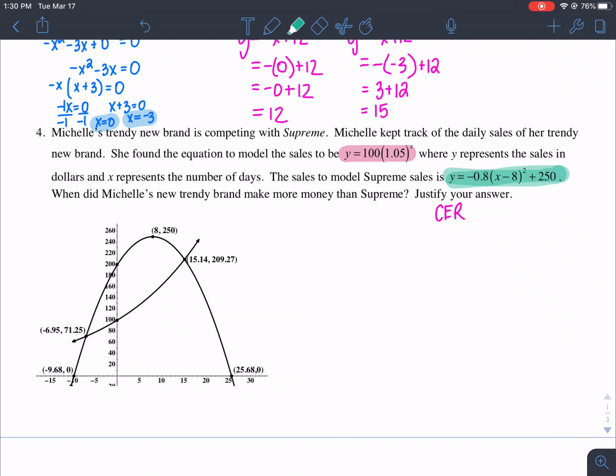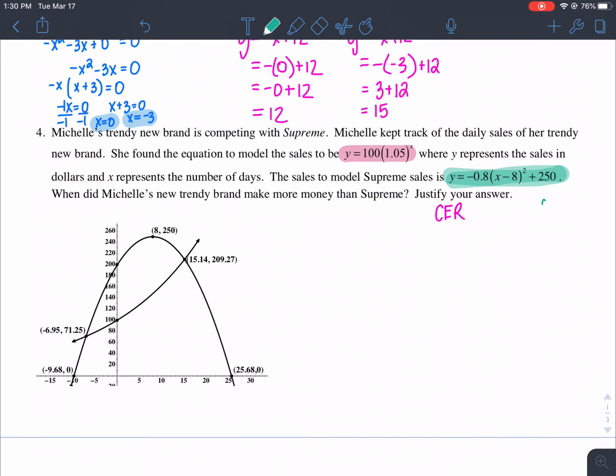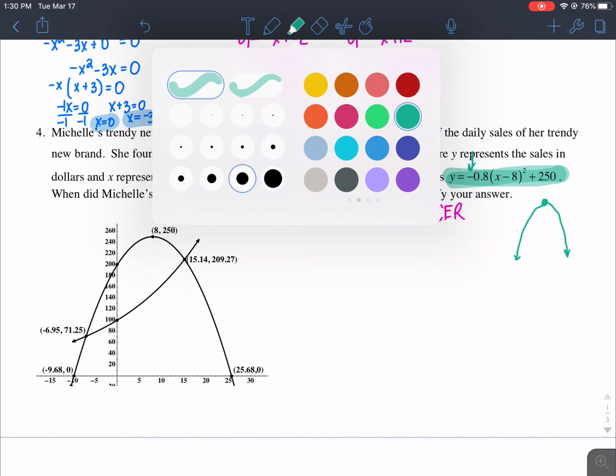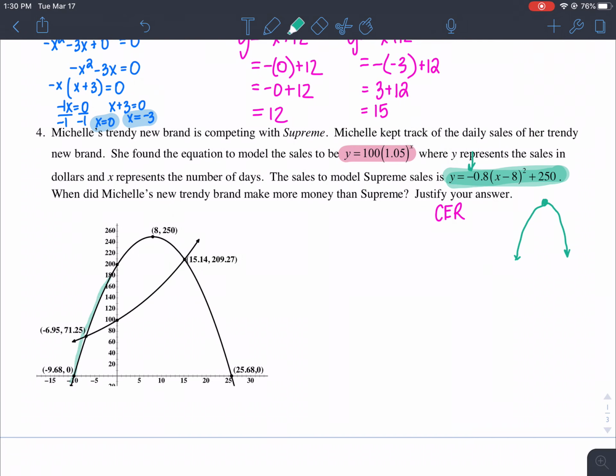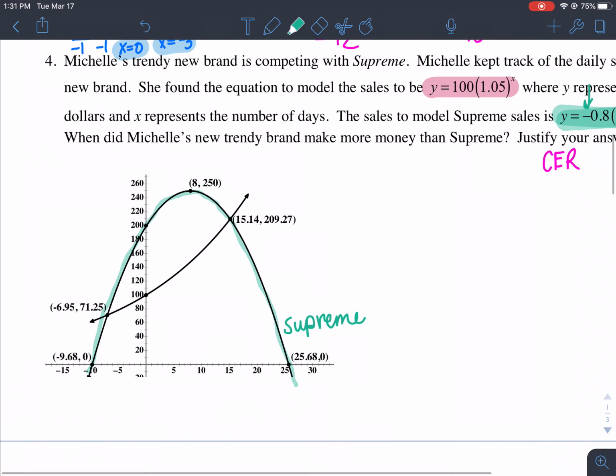In terms of key features, I know that my vertex is going to be (8, 250), and then that's going to be reflected because of the negative in the front. So if I match that to the graph we're provided, this is Supreme's. I'm going to make the line thinner, and I'm just going to label that so I know. And then my other one must be Michelle's. So you can actually get a little exposure to what an exponential graph looks like.